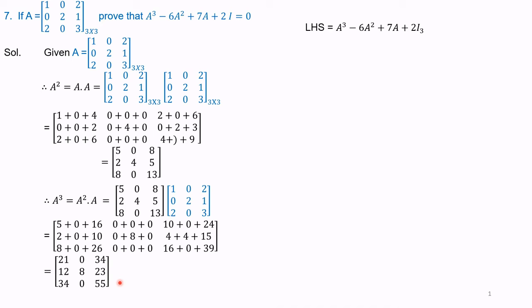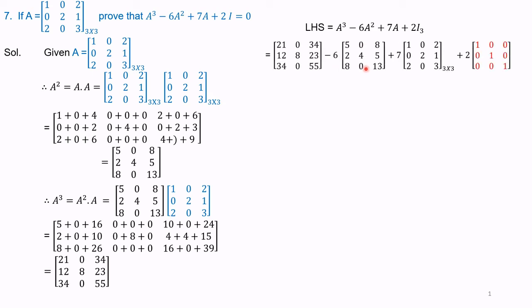Again, we are taking the LHS, A cube minus 6A square plus 7A plus 2I3. So we get A cube, which we have taken from here, [21 0 34; 12 8 23; 34 0 55]. Then minus 6A square, 6 into the A square we found here, [5 0 8; 2 4 5; 8 0 13]. Then plus 7A, 7 into the matrix [1 0 2; 0 2 1; 2 0 3]. Then 2I3, that is 2 into the identity matrix [1 0 0; 0 1 0; 0 0 1]. Because the previous matrices are 3 by 3, this identity matrix is also of order 3 by 3.